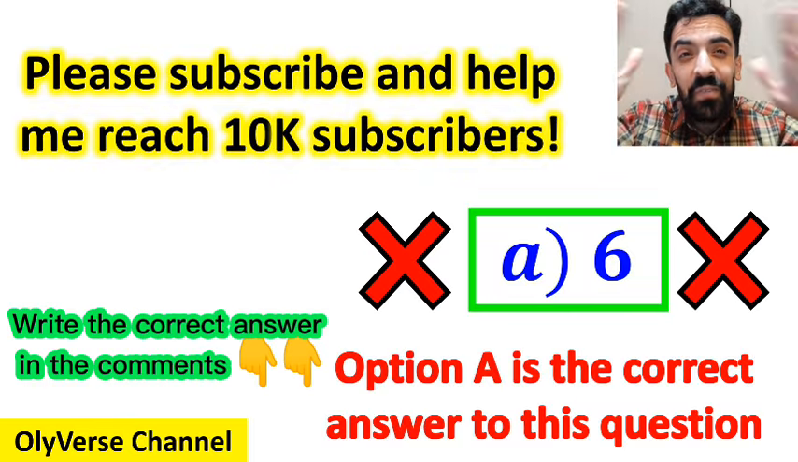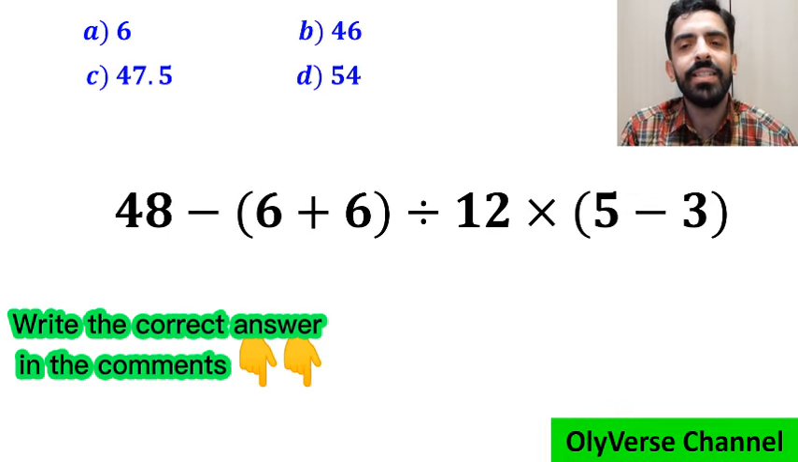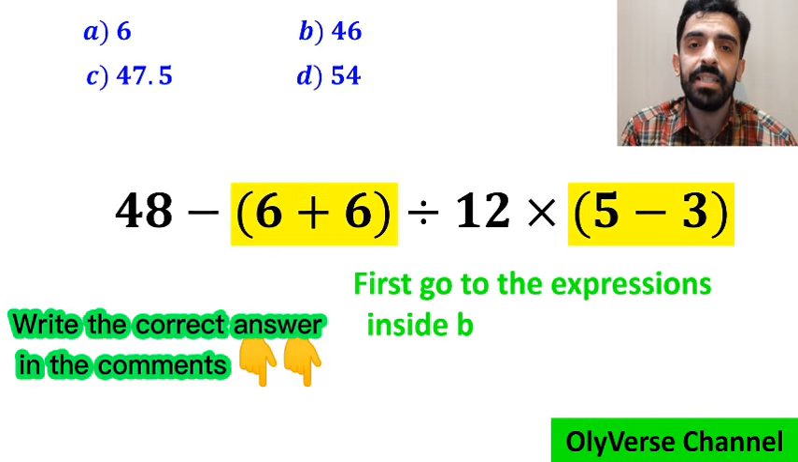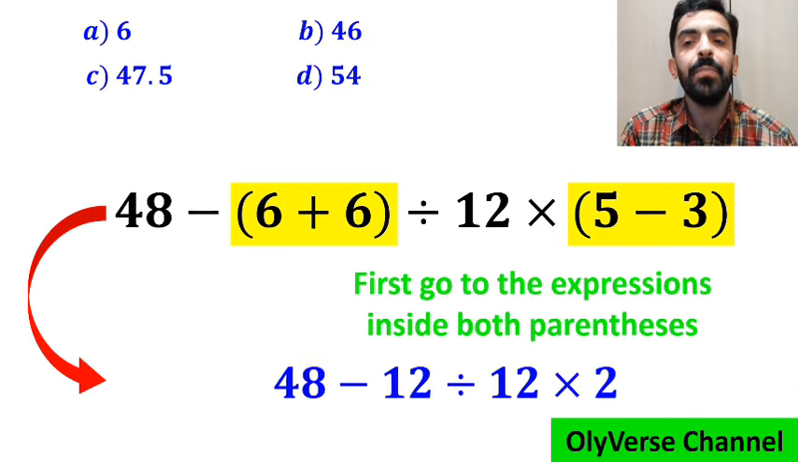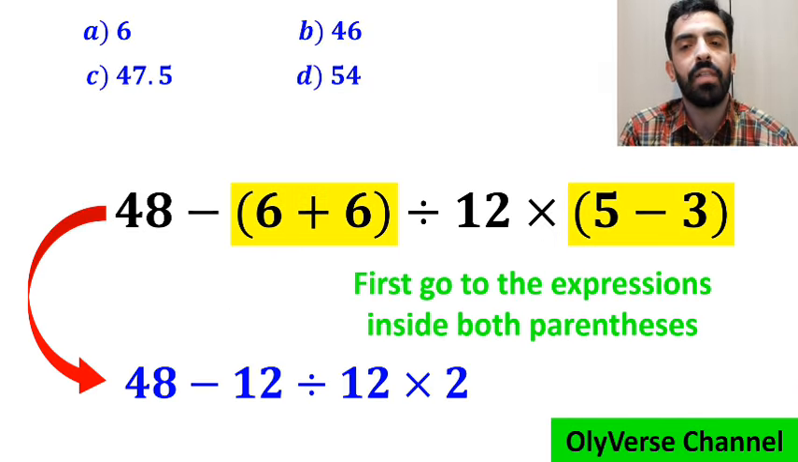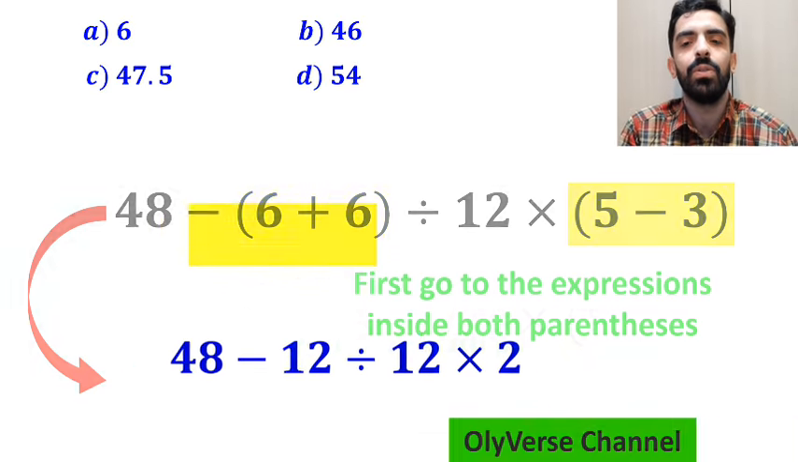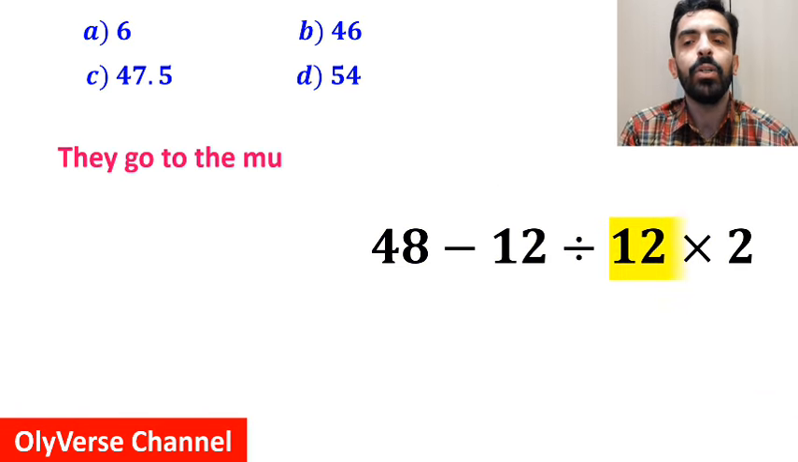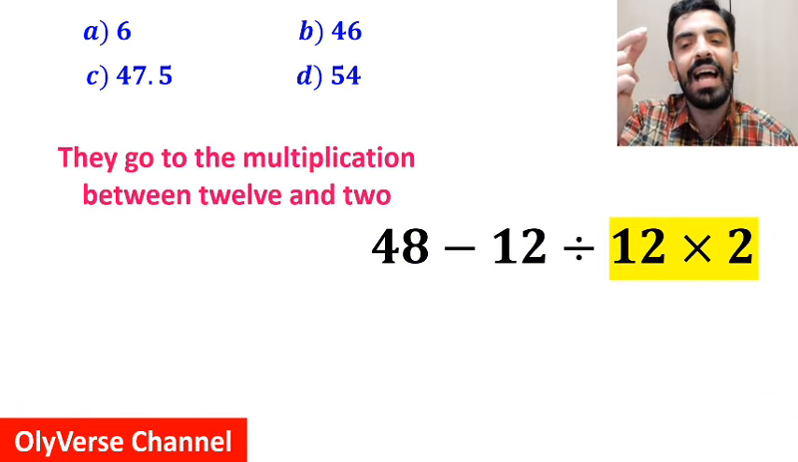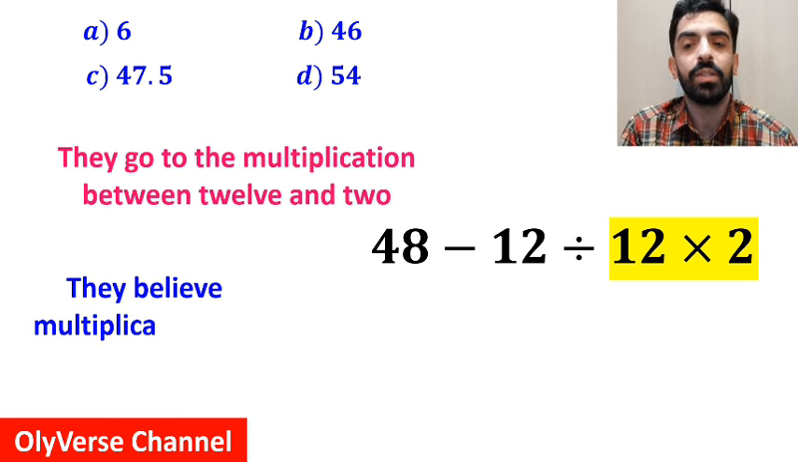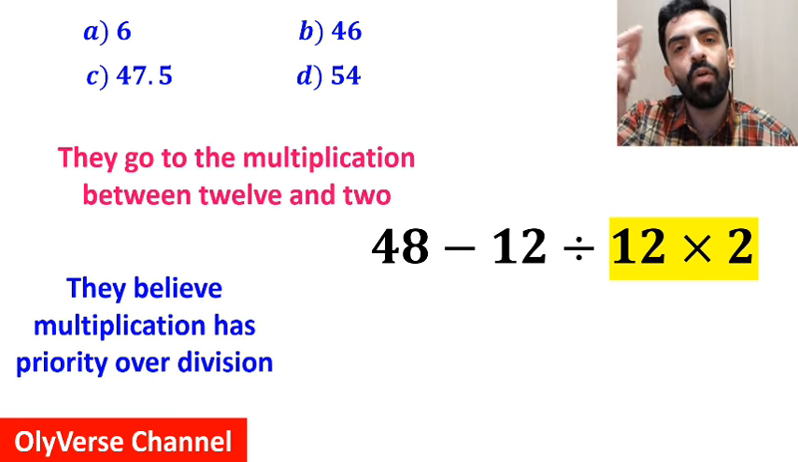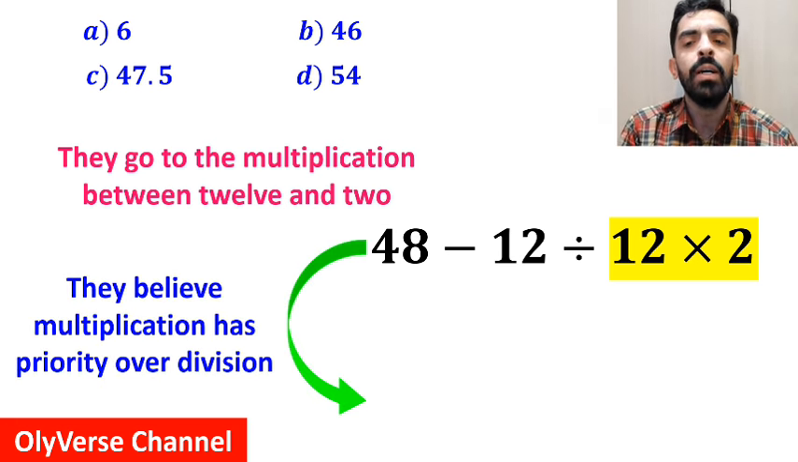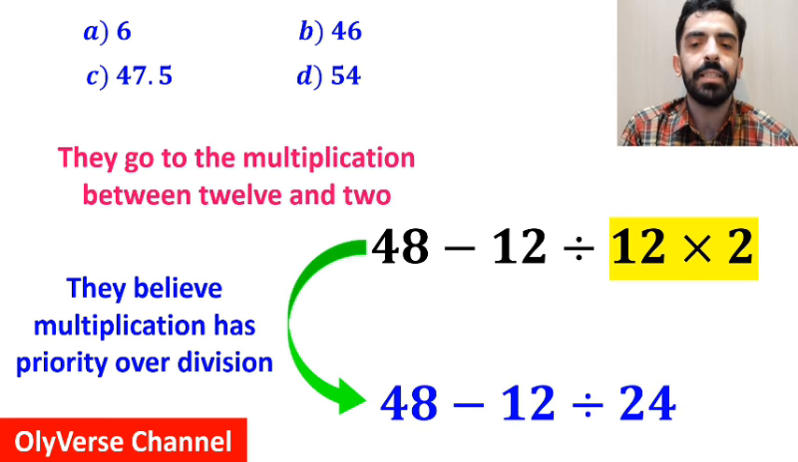However, that's definitely wrong. Also, some other people, when solving this question, first go to the expressions inside both parentheses and simplify to 48 minus 12 divided by 12 times 2. In the next step, they go to the multiplication between 12 and 2 because they believe multiplication has priority over division. So, they simplify this expression to 48 minus 12 divided by 24.